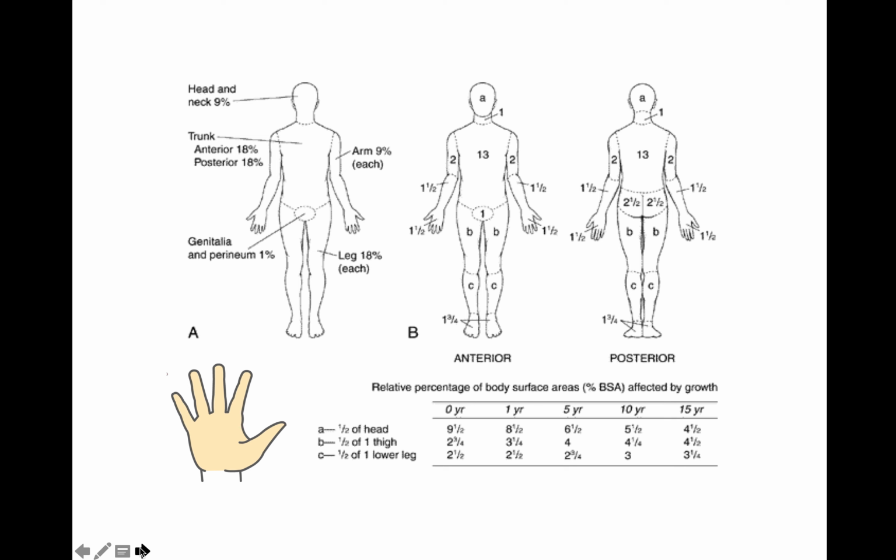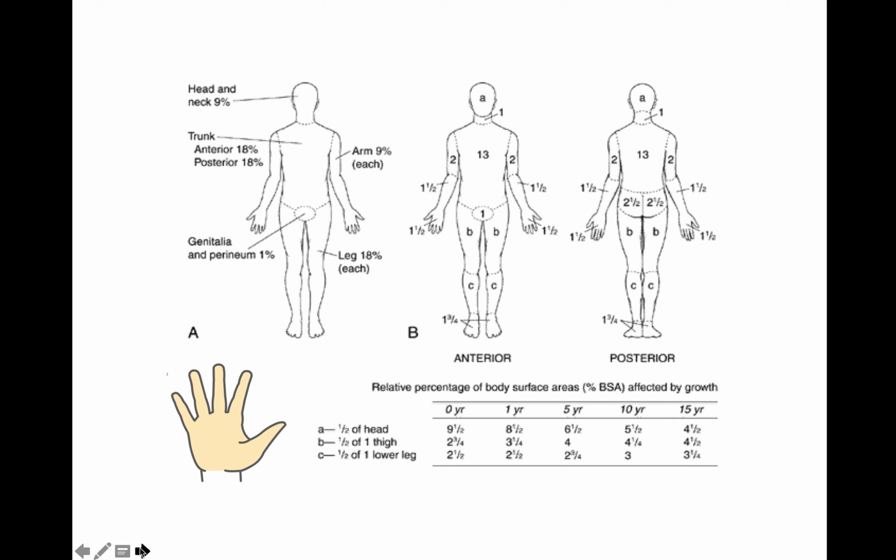The other easy one to remember is the hand rule, and that the open hand will represent 1% of the total body surface area of the patient. Now, make sure that you're looking at the size of the patient's hand and not your own hand to use that. It's particularly useful if it's a very patchy burn. It can also be used in very large surface area burns where you can measure the non-burnt areas using the hand rule and then subtract the total from 100.